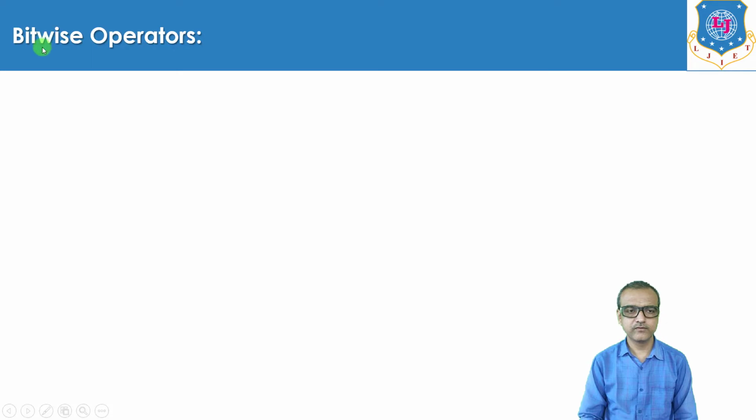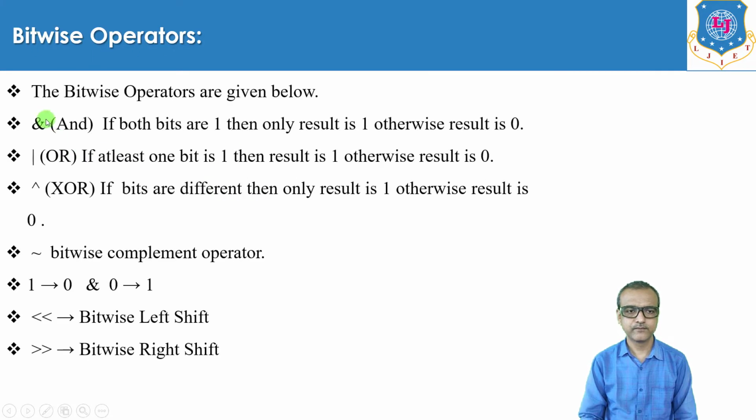First of all, we will see bitwise operators. The bitwise operators are given below. This is the AND operator. If both bits are 1, then only the result is 1, otherwise the result is 0. This is the OR bitwise operator. If at least one bit is 1, then the result is 1, otherwise the result is 0. This is the XOR bitwise operator. If bits are different, then only the result is 1, otherwise the result is 0.